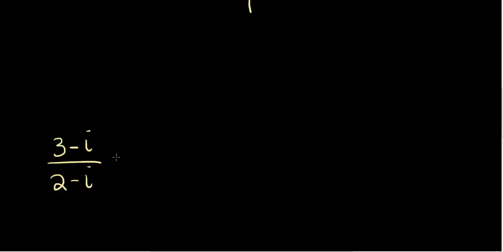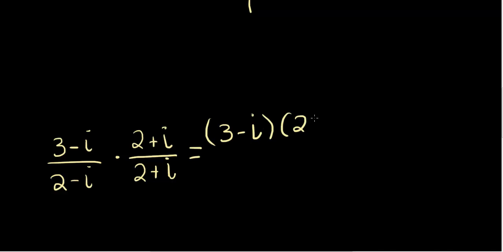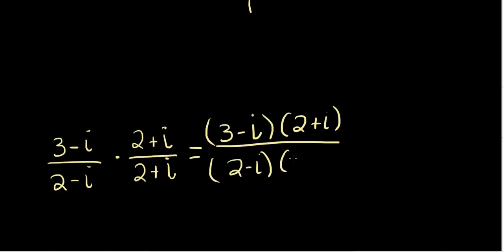We're going to multiply this by the conjugate of the denominator. So the conjugate of 2 minus i is 2 plus i. And if I do that to the denominator, I have to do that to the numerator. And the reason we can do this is because we are basically multiplying by 1. So we're going to use FOIL. Let me rewrite this as 3 minus i times 2 plus i over 2 minus i times 2 plus i.